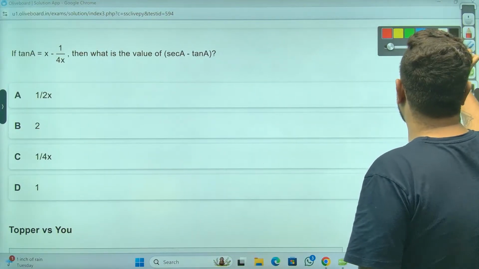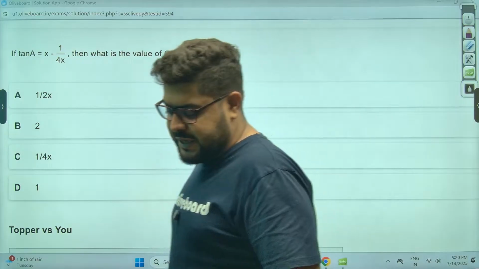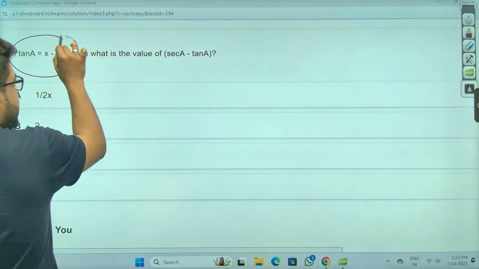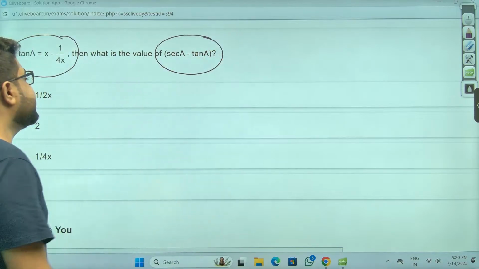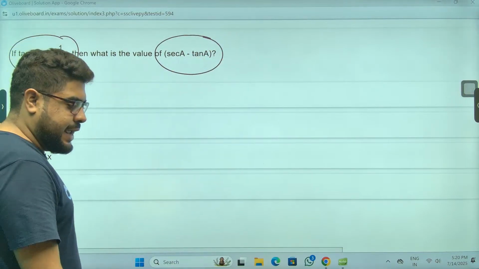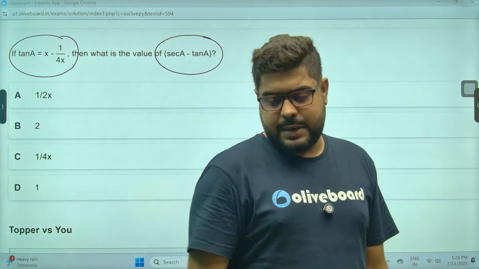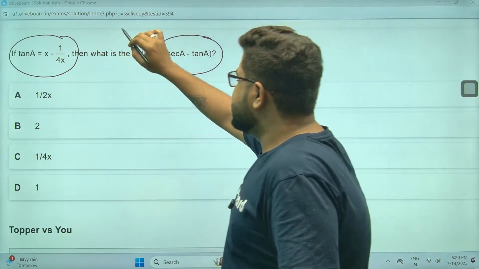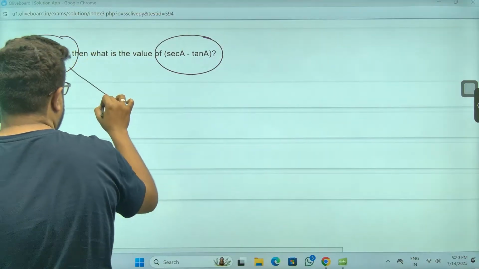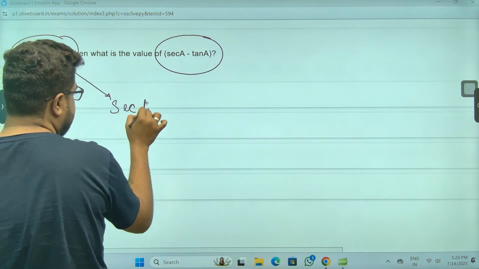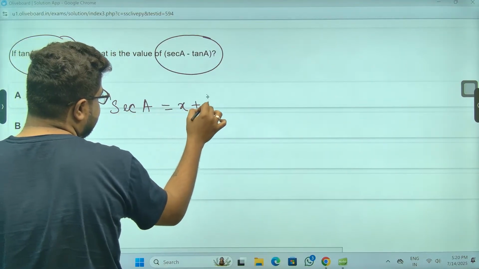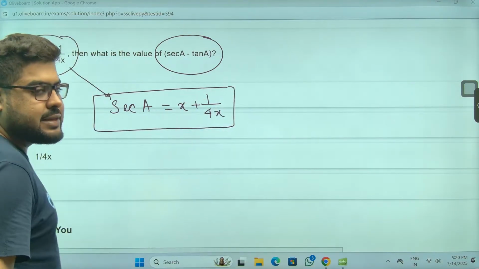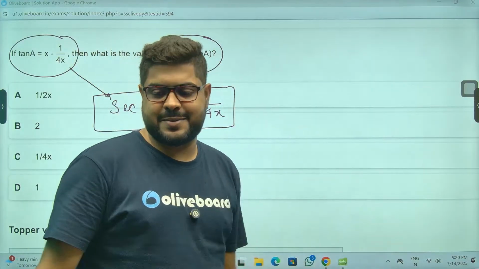This is also a very, very good question, very interesting. You will say, this is given, how will this come out? You will say, let's take sec A as root over 1 plus tan square. But again, this is very interesting. Why? Because please understand, if I write this, sec A is directly x plus 1 by 4x. Can everybody here understand this?